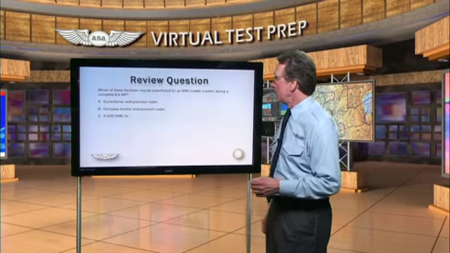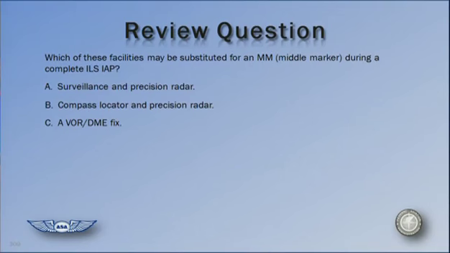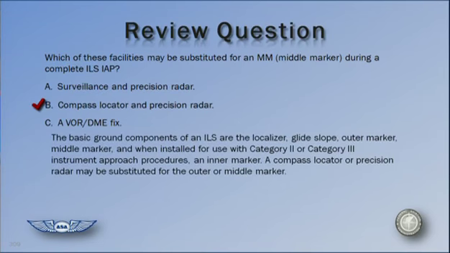Well, time for another question. Which of these facilities may be substituted for an MM or middle marker during a complete ILS IAP? Which of these facilities may you substitute? Correct answer is B, compass locator and precision radar. The basic ground components of an ILS are the localizer, glide slope, outer marker, middle marker, and when installed for use with Category 2 or Category 3 instrument approach procedures, an inner marker. A compass locator or precision radar may be substituted for the outer or middle marker.